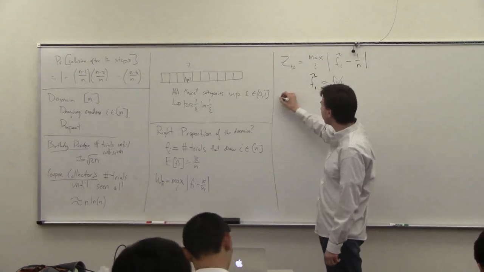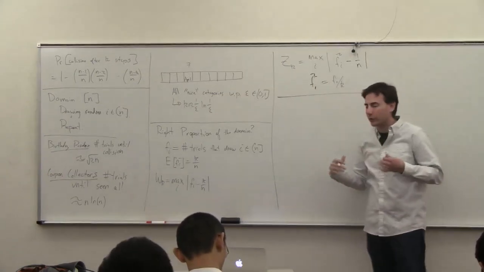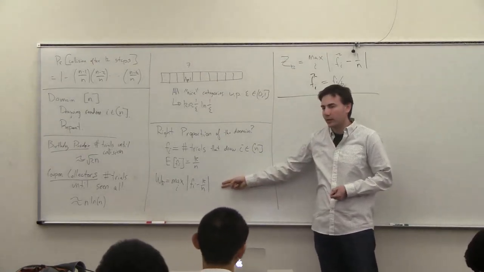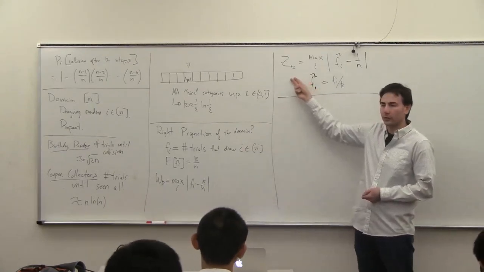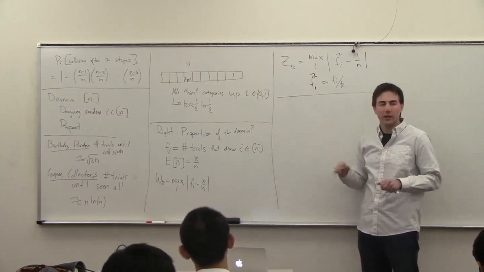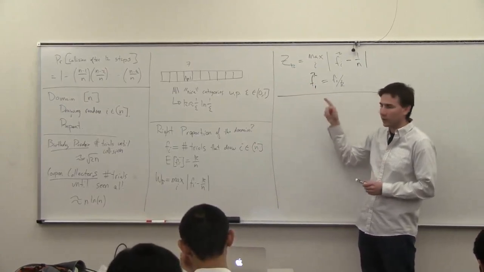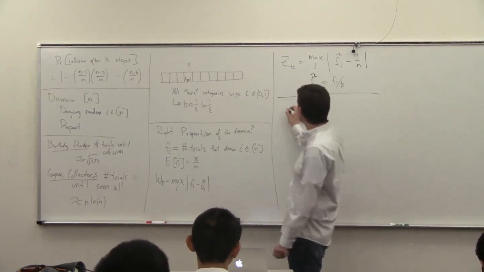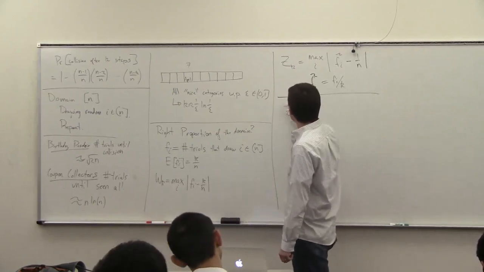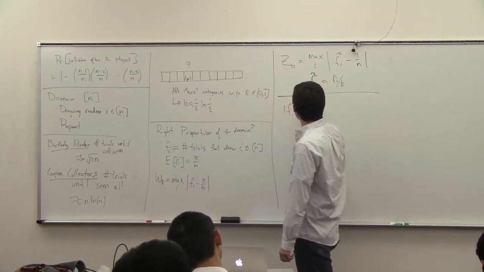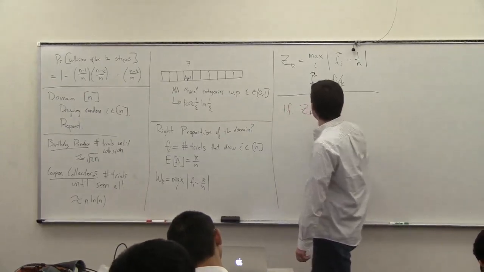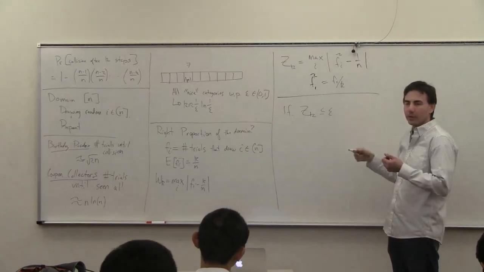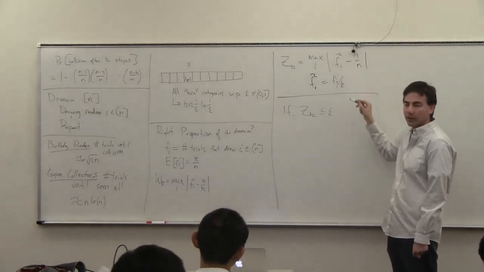I'll go through a little bit of analysis later and explain why this wk does not go to zero, but this zk does go to zero. I'll need some more machinery and more definitions to show you, so I'll delay explaining why this is true. But once we have this, we can say, let's say, if zk is less than epsilon, that means that every one of the bins has within an epsilon probability the right fraction of things in it.